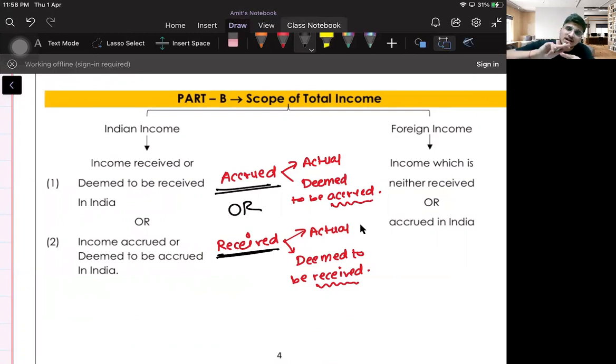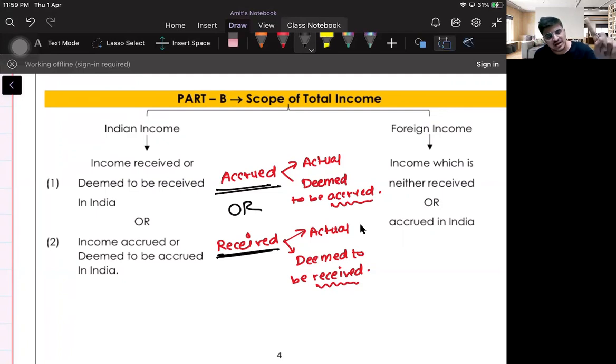To accrued mein bhi, there are two further bifurcations. One is actual accrual, matlab accrue hua hai as per the definition. Or there can be a deemed accrual, matlab deemed to be accrued. Deemed to be accrued, matlab it is actually not accrued, but for income tax purpose, department will assume that it is accrued and it will be treated as if it is accrued in India. Similarly, in case of received in India, actually mujhe paisa mil sakta hai. Or they will treat it as if I have received the amount, which is the meaning of deemed to be received in India.